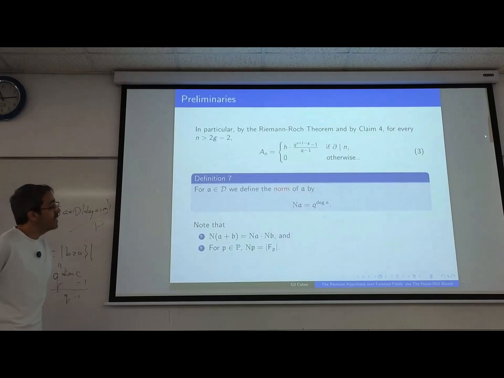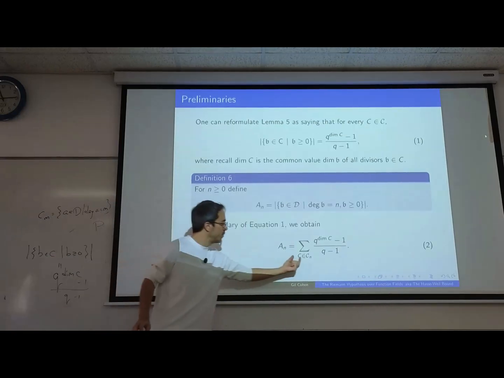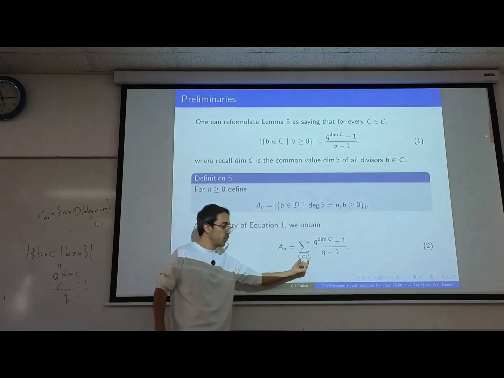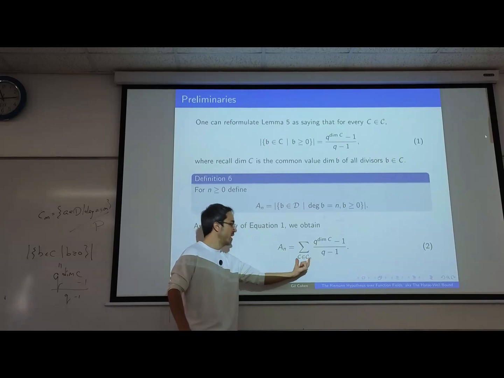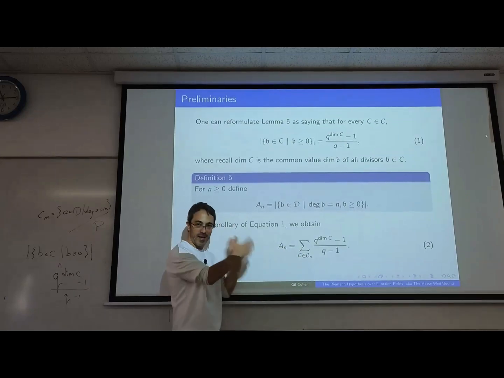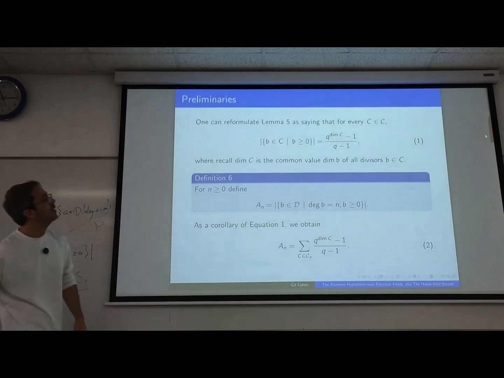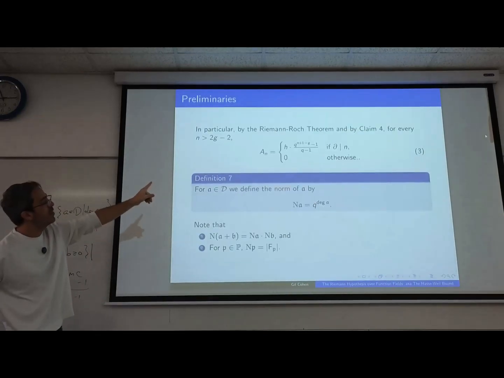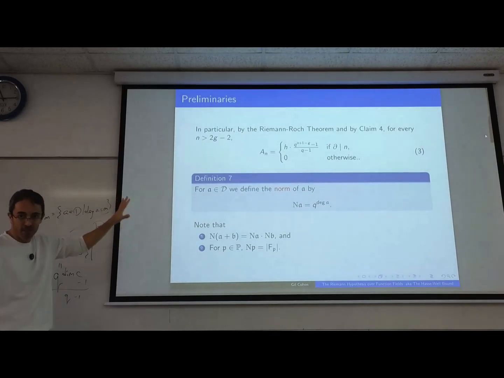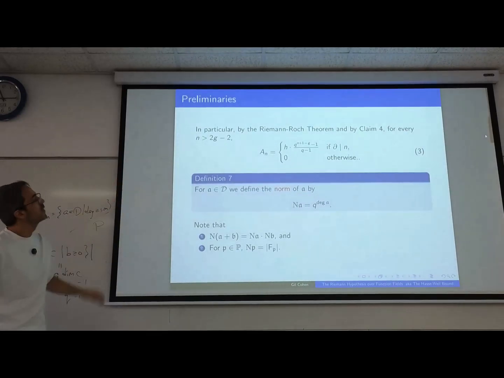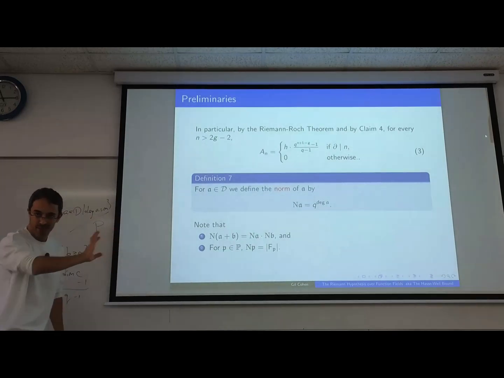So when delta divides n and n is large enough, it's h. Why h? Because this is how many summands you have here. We said that the number of elements in C_n is the same as the number of elements in C_0, which is h. So it's a sum, but it's not really a sum; it's just h times this, if the sum is non-empty. Instead of writing q to the dimension, I wrote n plus 1 minus g, because that's the dimension when n is large enough. So A_n is mysterious, but at least for n large enough, it's not so mysterious.